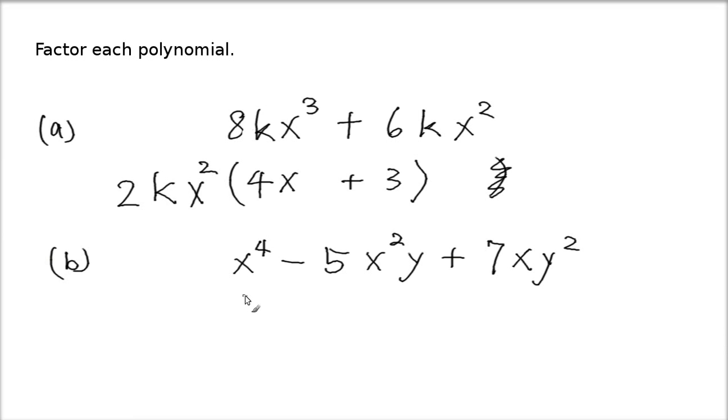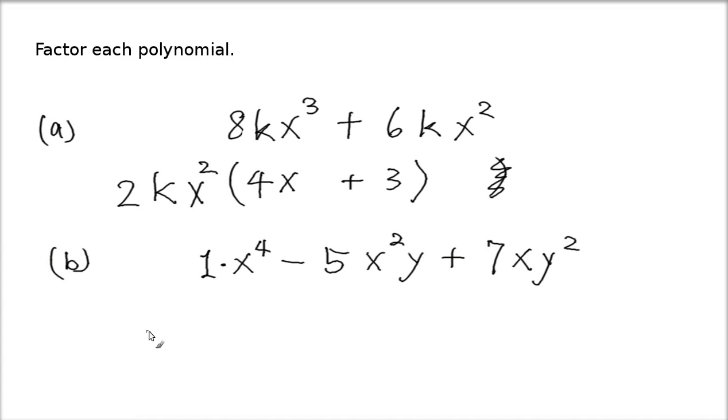Again, let's look at the second example. Look at the numbers first. 7, negative 5. And what's the number here? Well, this is 1 times x to the 4th. So the numbers are 1, negative 5, and 7. And the greatest number dividing all the numbers out, well, that is 1, because 1 is the smallest number. So 1 divides 1, 1 divides 5, 1 divides 7.